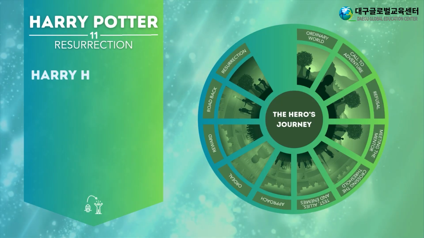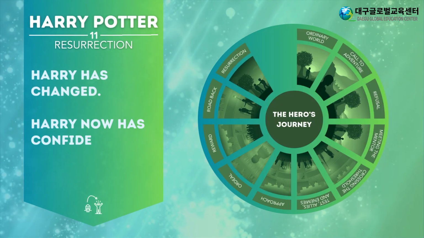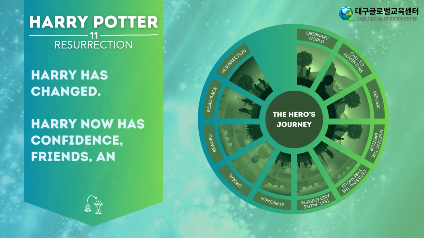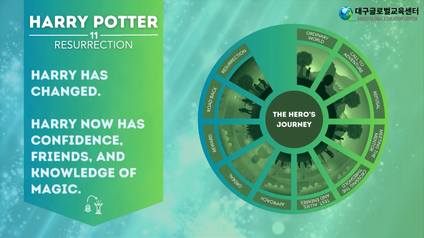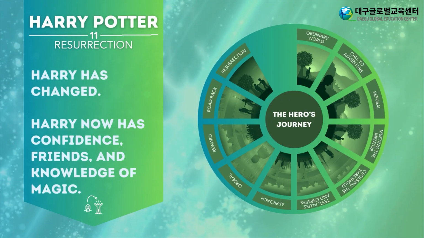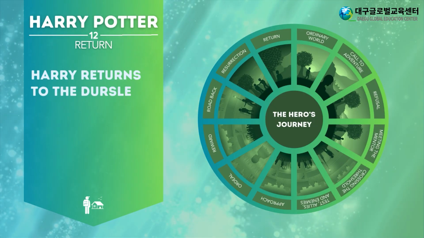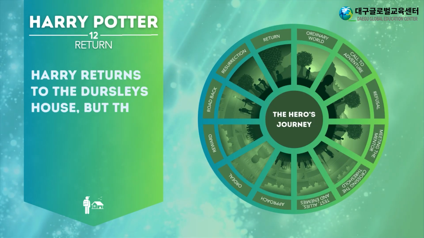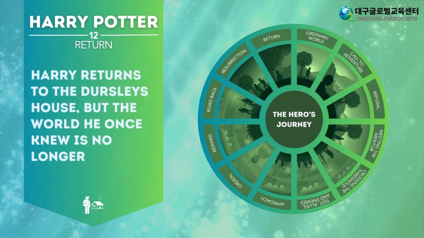It is then that in stage 11, Harry is shown to have changed for the better. He has now got confidence, new friends, and knowledge of the magic and his past. And lastly, in stage 12, Harry returns to the Dursleys' house for the summer holiday. But the world he once knew is no longer the same.